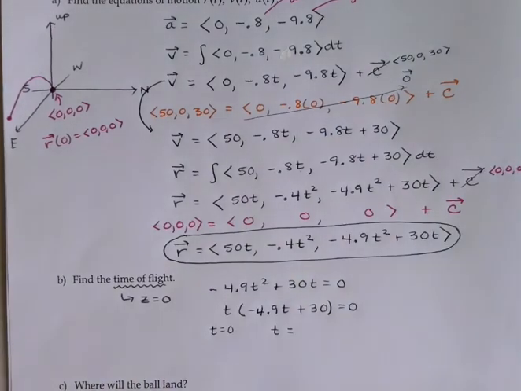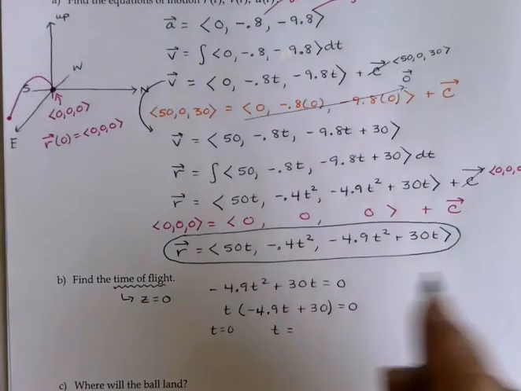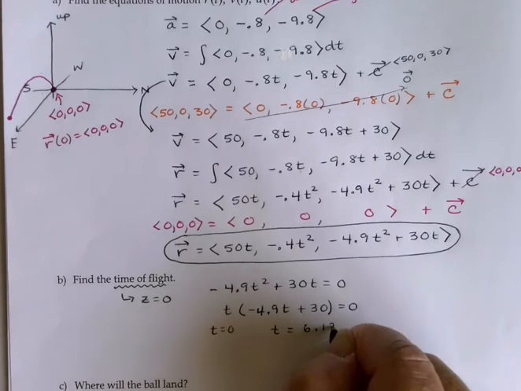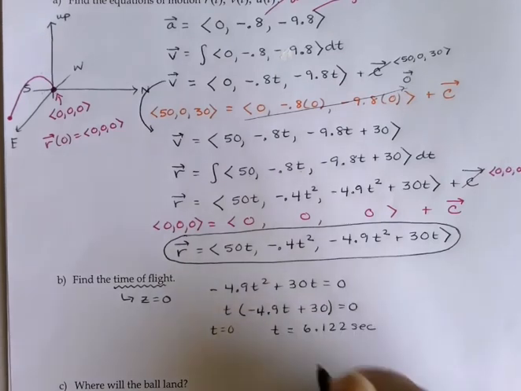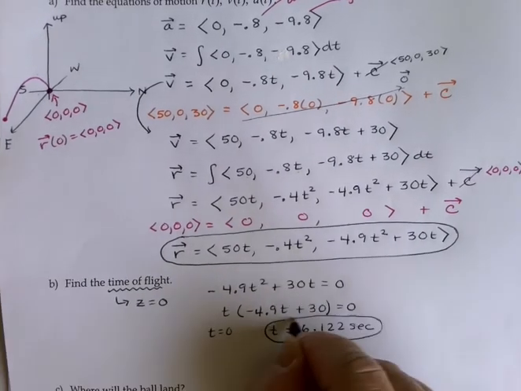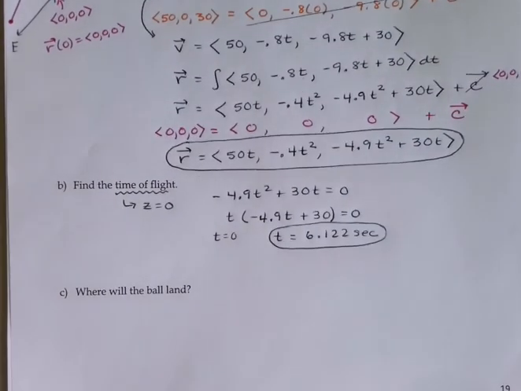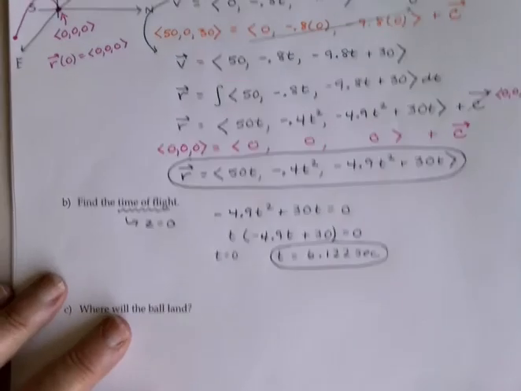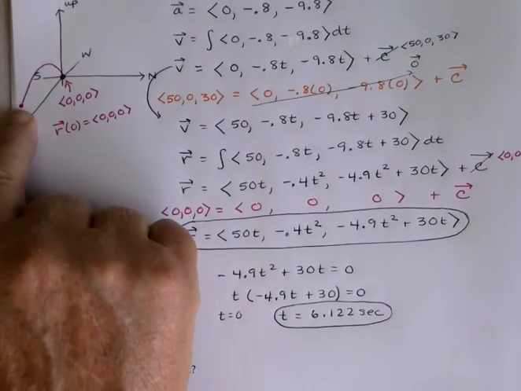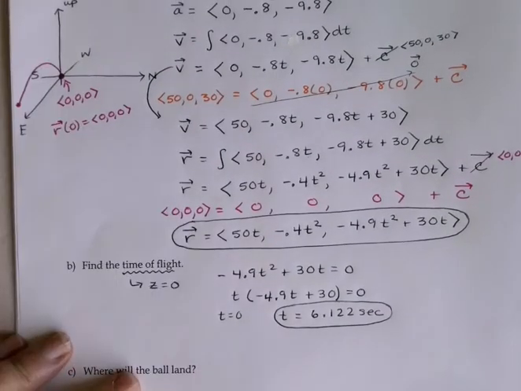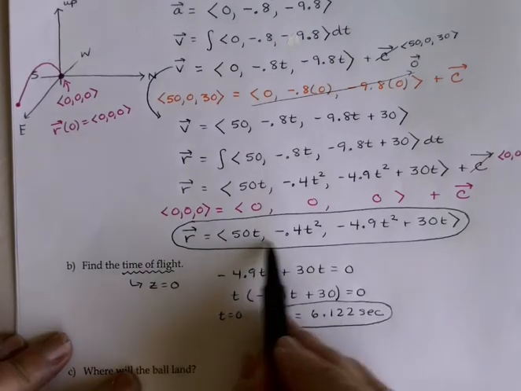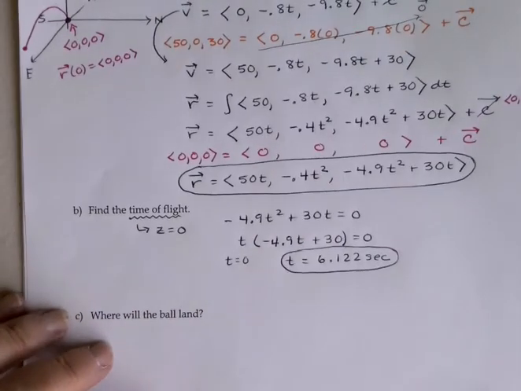30 divided by 4.9? About 6.122 would actually be the time of flight for this golf ball. And then finally, where will the ball land? So I'm really trying to figure out what that position is right there when the ball lands. And to figure that out, we'll just plug our time of flight back into our position equation, r.